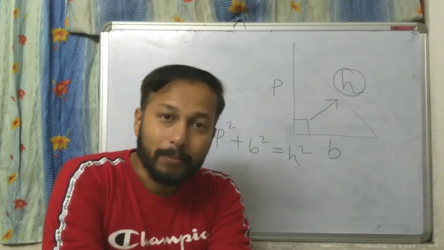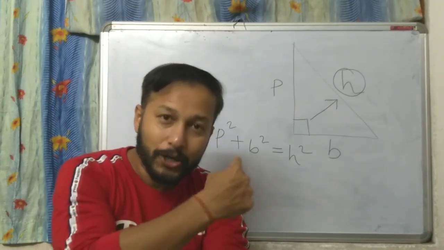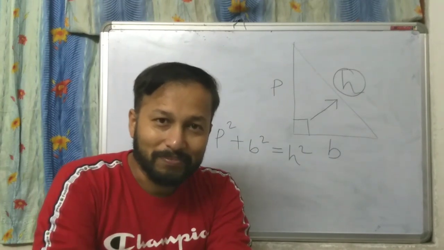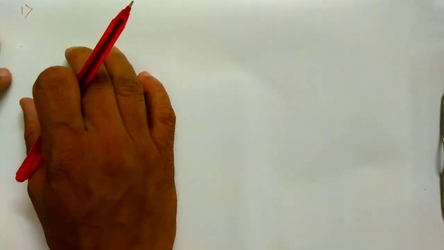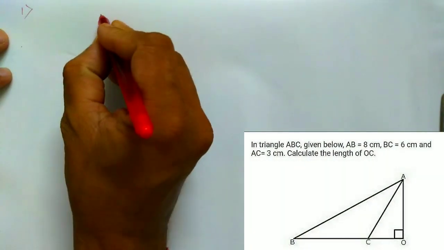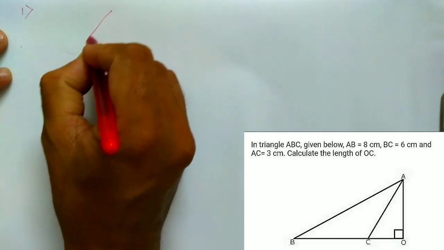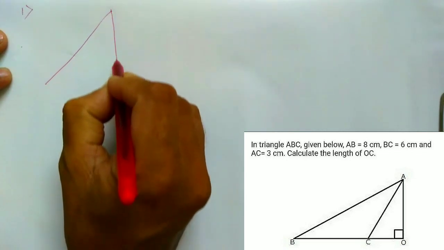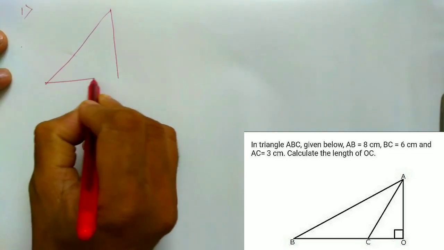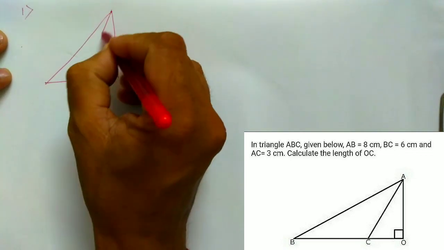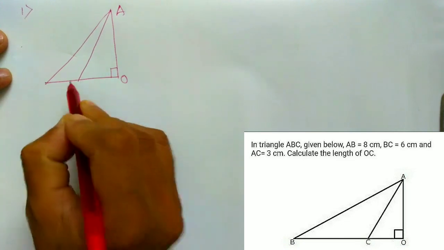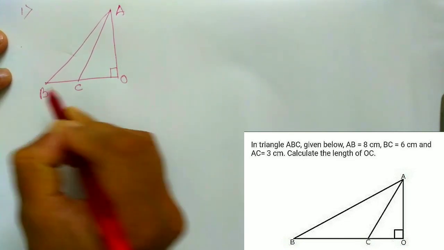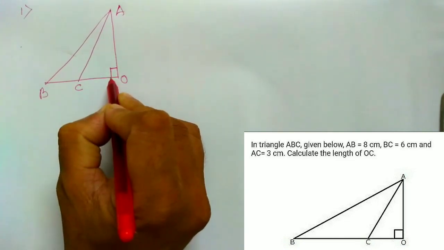Now we will do some sums related to Pythagoras theorem. So let us move to our maths copy. So let's start the first sum. In the first sum, a triangle is there. You can see the question displaying on your screen. AOCB. Yes, angle B is 90 degrees.